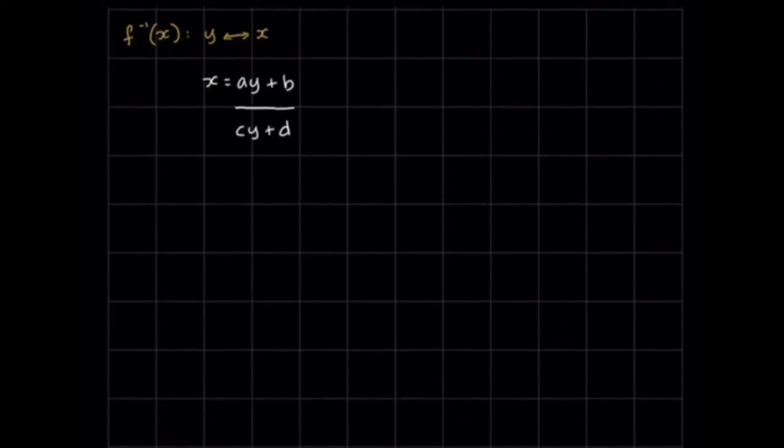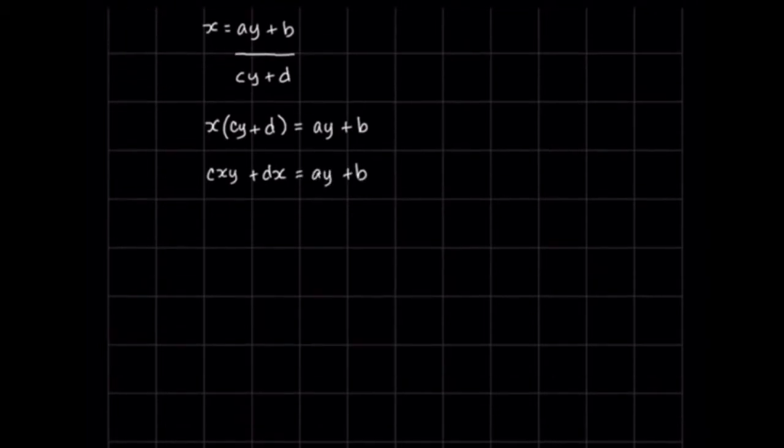Our goal is to isolate y. So first, we multiply both sides by cy plus d. So we'll have x times cy plus d equals ay plus b. We distribute x. So we'll have cxy plus dx. Inuuna natin yung c and d kasi constant sila. Equals ay plus b. Next, we subtract ay from both sides.